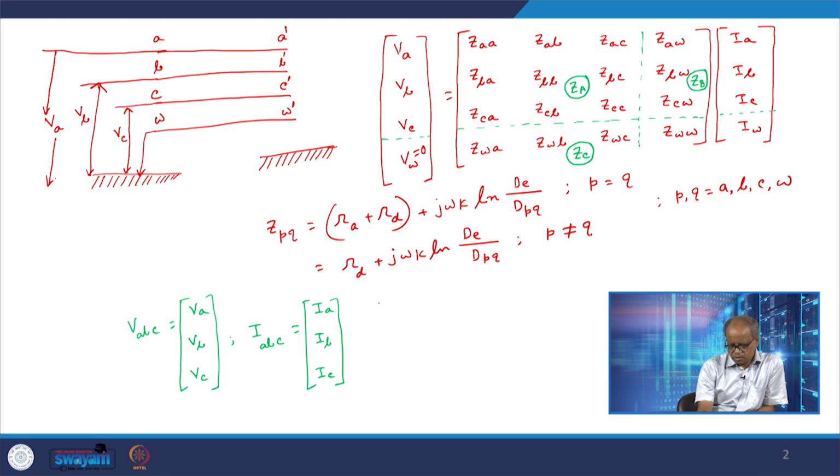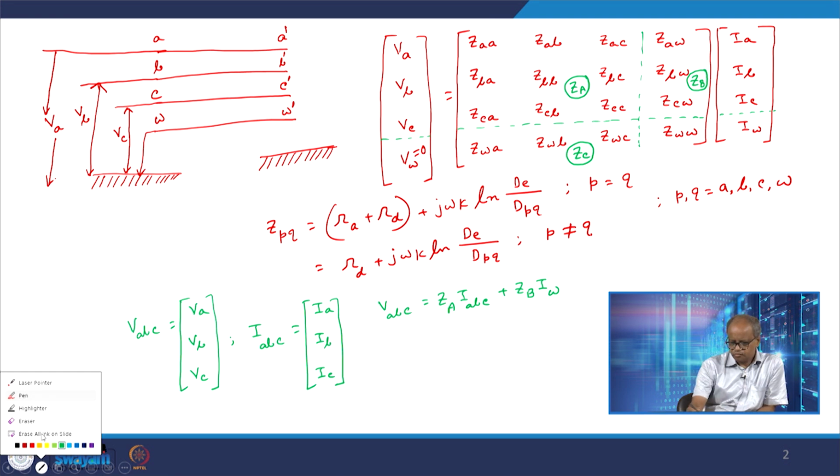So from here I can write down that VABC is equal to ZA into IABC plus ZB into IW. We just note down the dimensionality, and then we write down 0, that is, the second equation would be ZC into IABC plus ZWW into IW.